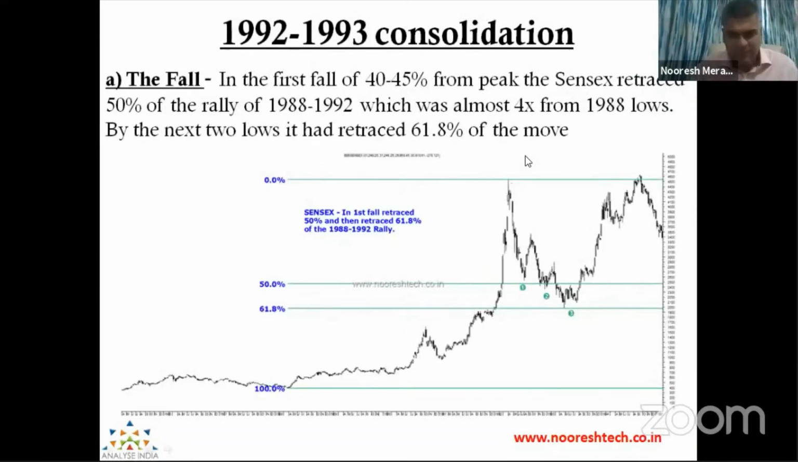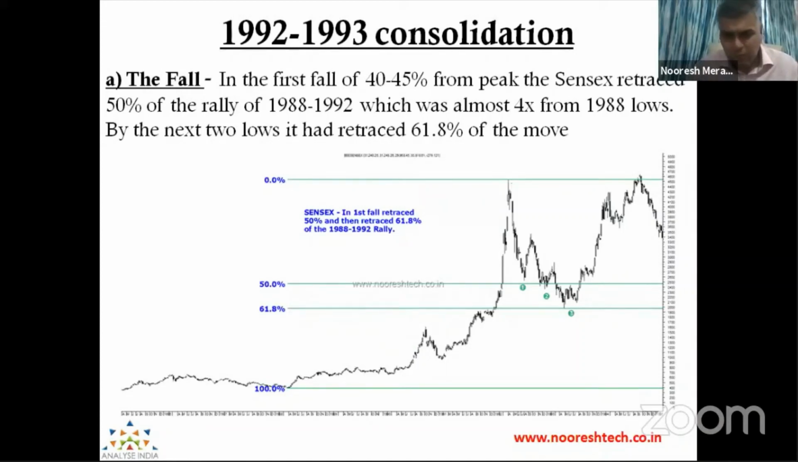So starting with the first fall. So this was the 1992-1993 consolidation. In the first fall from the peak of around 4,500 on Sensex, the first correction was 40-45%. And by the next two dips, it retraced almost 61% of the whole move. And the whole move was almost a 10x move from 400 in 1988 to almost 4,500 in 1992. So you lost out around 60% of the move.